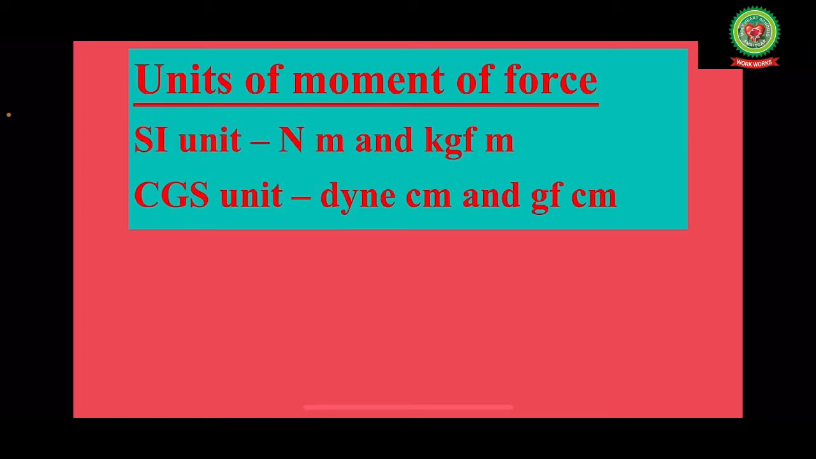Force has gravitational units also, and in gravitational system the SI unit of force is kilogram force. In that case, the unit of moment of force will become kgf-m, that is kilogram force meter. When we talk about CGS units, the unit of torque is dyne centimeter. And in gravitational system, the CGS unit of force is gram force. So the CGS unit of torque will be gram force centimeter.